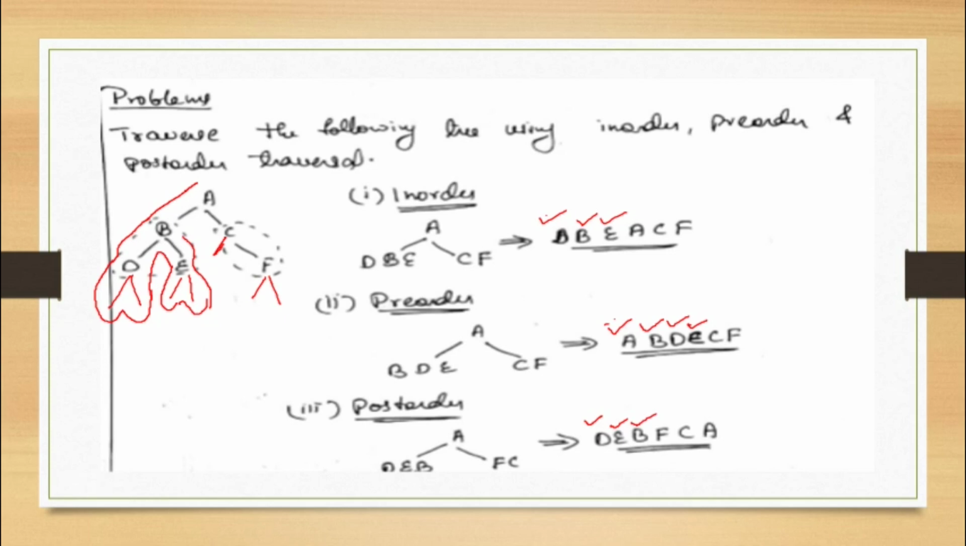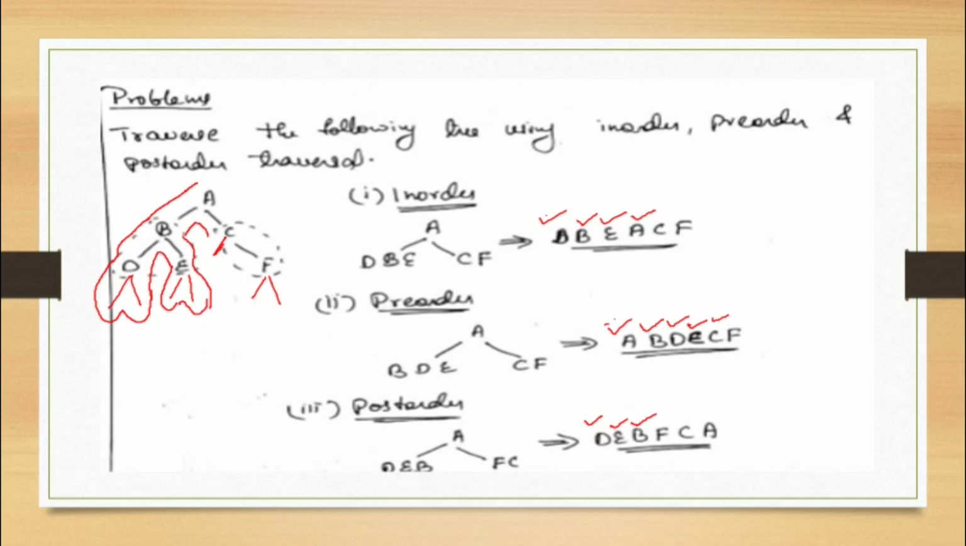Then I visit A for the second time. So when I visit A for the second time, I have to put it in the in order. Then I come back here and I visit C for the first time. So when I visit C for the first time, I have to put it in the pre-order.